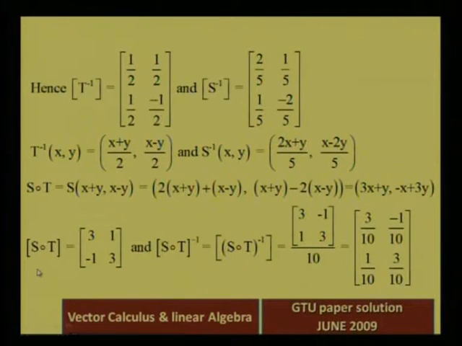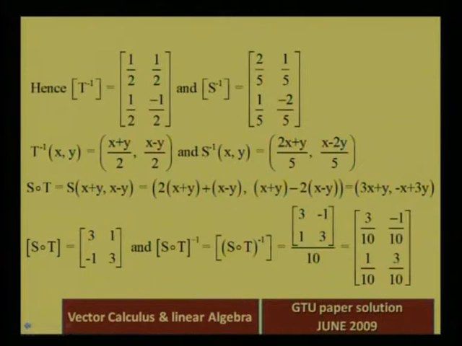And to write down the adjoint of this matrix, we have to interchange the main diagonal entries, 3 and 3, and then change the sign of the other diagonal entries, that is minus 1 becomes 1 and 1 becomes minus 1. So minus 1 1 here, right. So the inverse of the standard matrix of SOT is 3 by 10, minus 1 by 10, 1 by 10, 3 by 10.